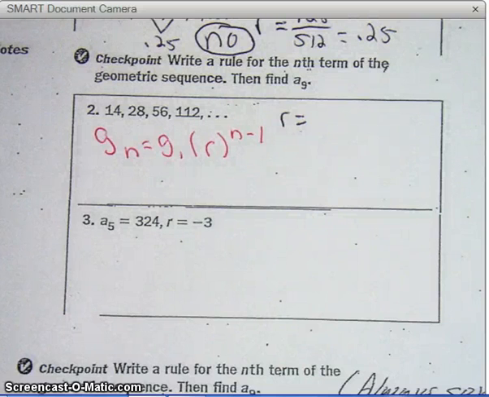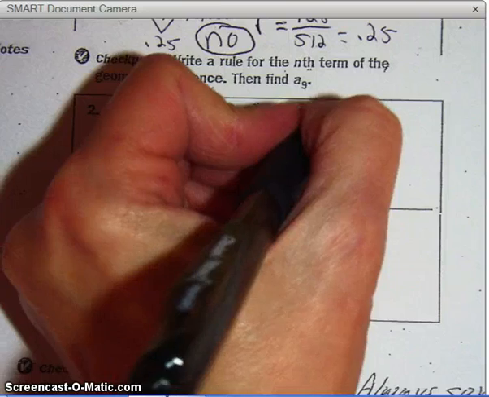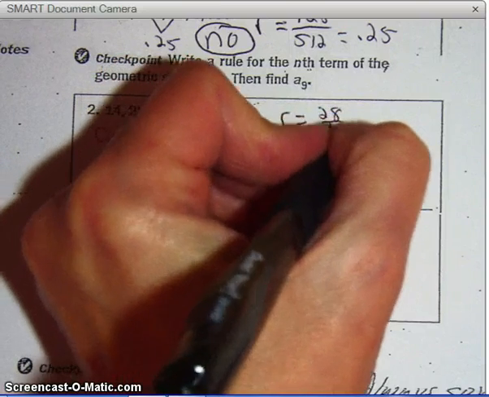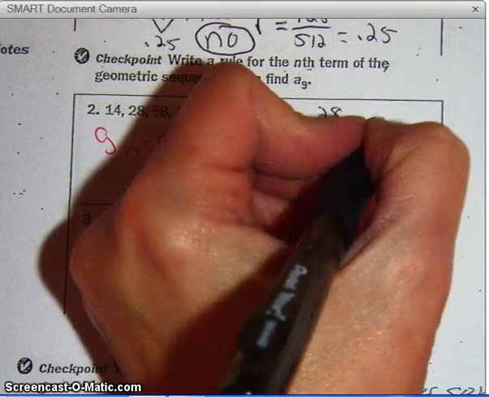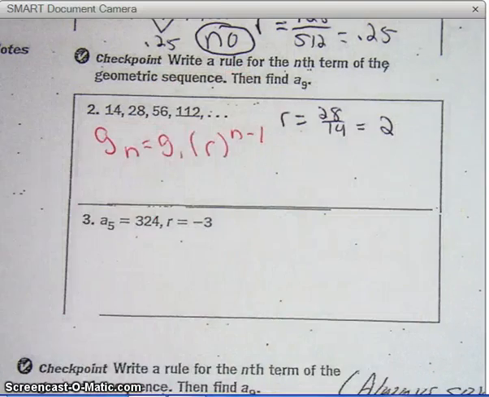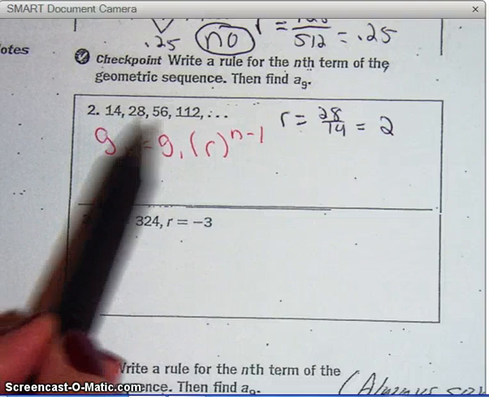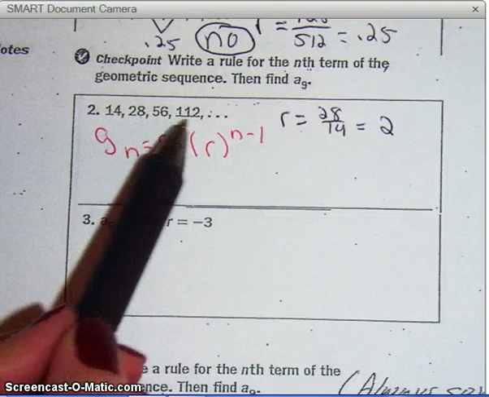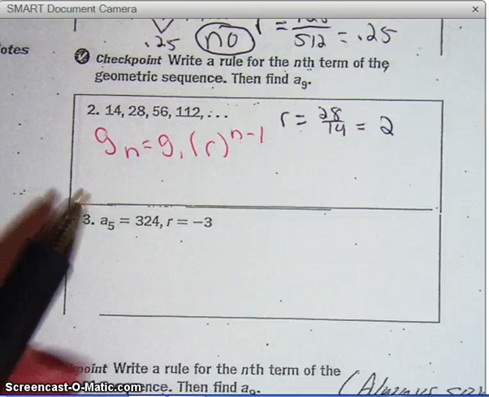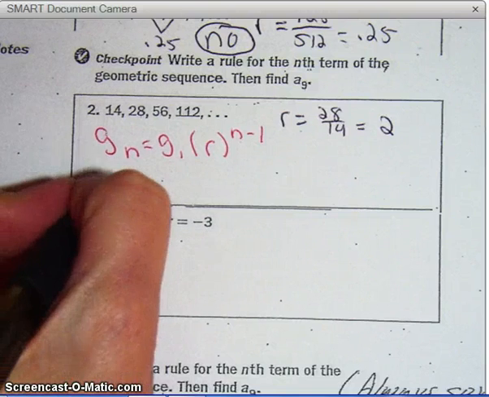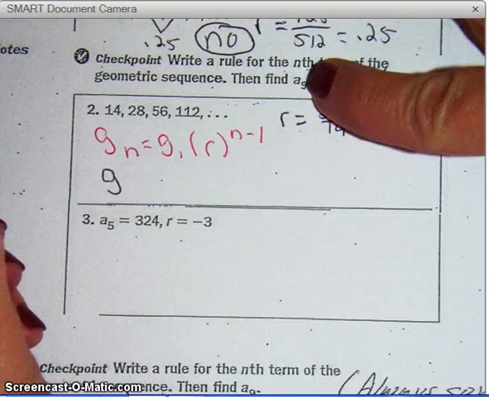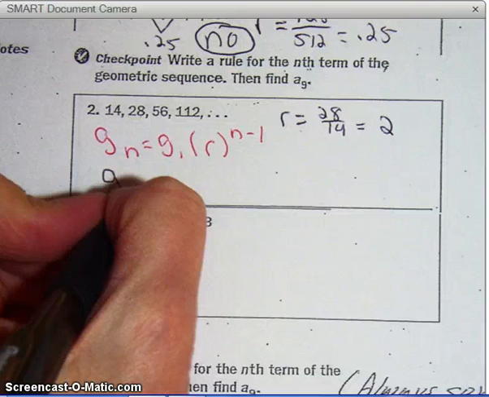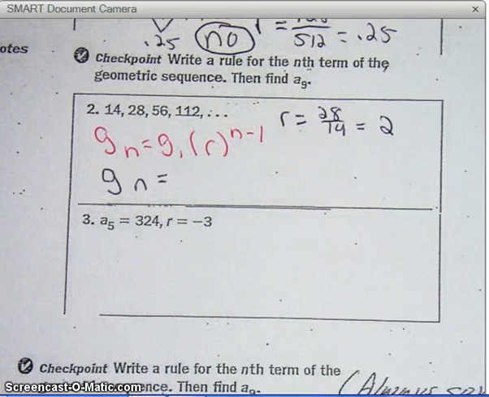All right, Max, what two terms are we going to divide? 28 by 14. Yes, sir. What does that come out to be? 2. Sounds good. And then 28 times 2 is 56. 56 times 2 is 112, so all is good. Okay? All right, to find the explicit rule, don't even think about doing G sub 9 till the very end. So G sub 9 equals G sub 1.